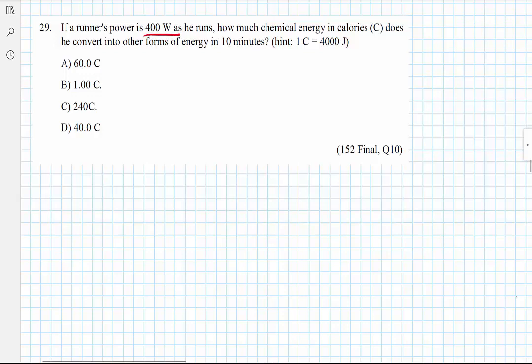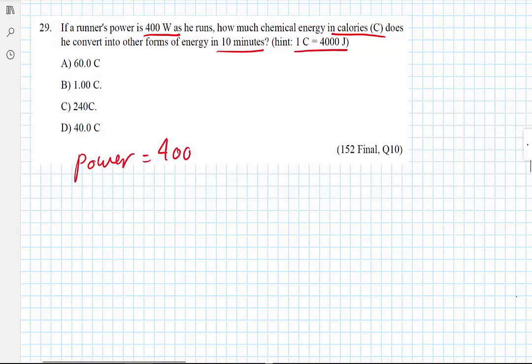If a runner's power is 400 watt, as he runs, how much chemical energy in calories does he convert into other forms of energy in a time of 10 minutes? The calorie is a unit for the energy. 1 calorie equals 4,000 joule, as he gives you here a hint at the end of this problem. So we need to remember what is the power. Power is the work over time or energy over time.